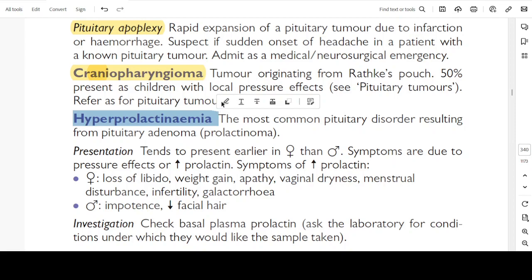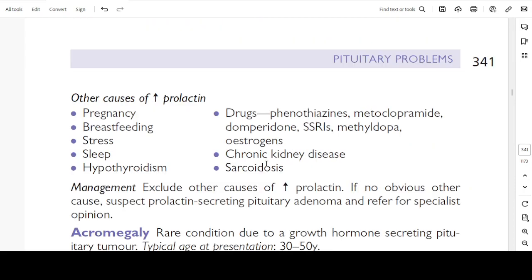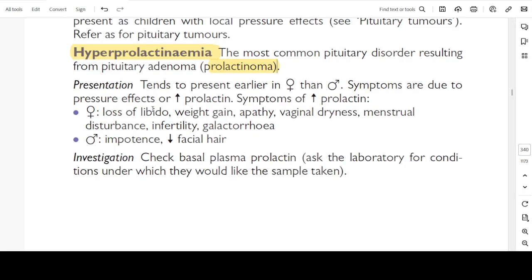Hyperprolactinemia. The most common pituitary disorder, resulting from pituitary adenoma or prolactinoma. It tends to present earlier in females than in males. Symptoms are due to pressure effects or increased prolactin. Symptoms of increased prolactin in females are loss of libido, weight gain, apathy, vaginal dryness, menstrual disturbances, infertility and galactorrhea. In males it is impotence and reduction in facial hair.